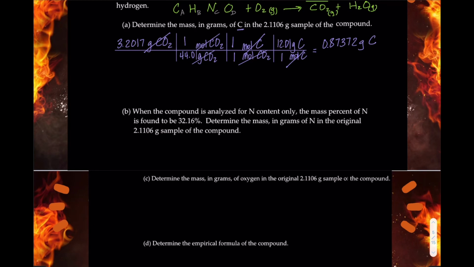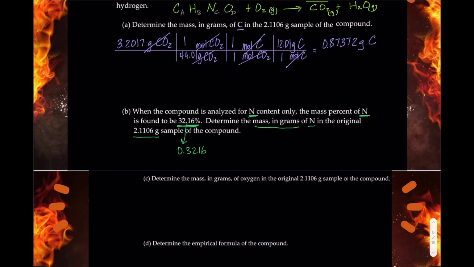When the compound is analyzed for N content only, the mass percent of N, or nitrogen, is found to be 32.16%. Determine the mass in grams of nitrogen in the original 2.1106 gram sample of the compound. This is a percent problem. So all we need to do is take 32.16% and convert that to a decimal.